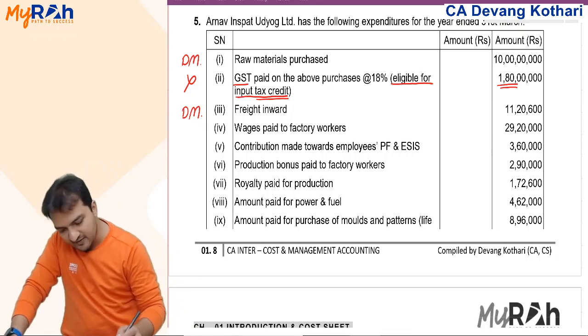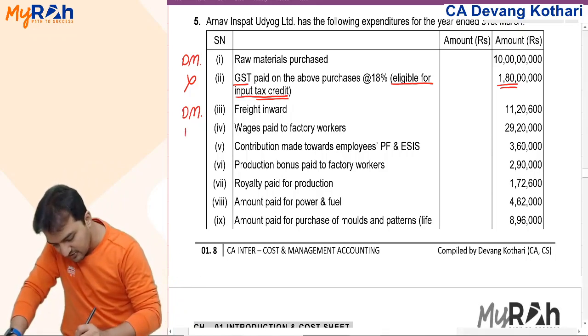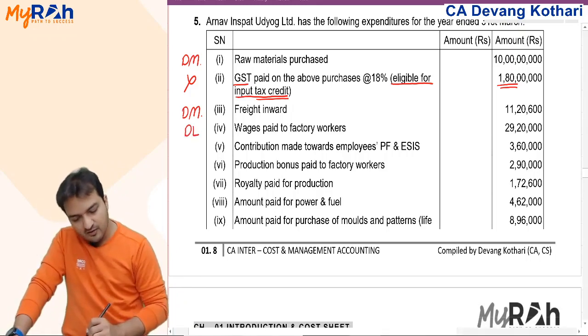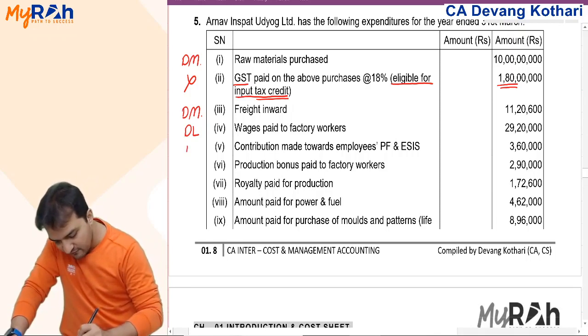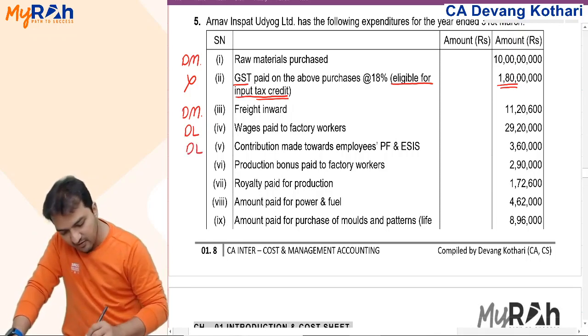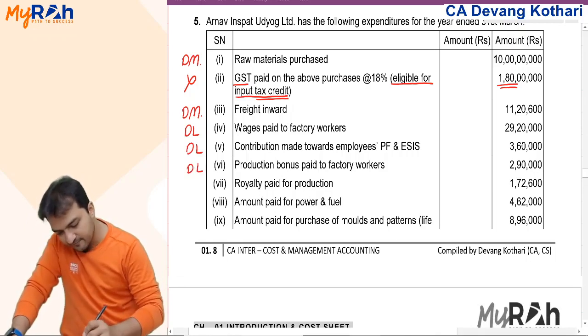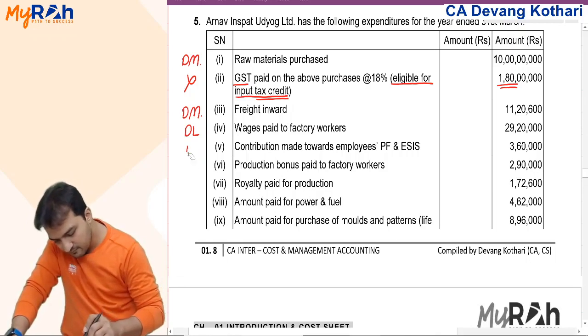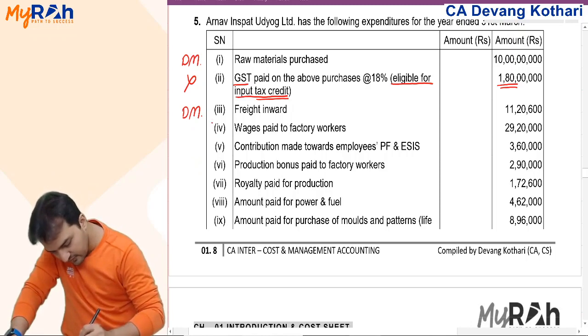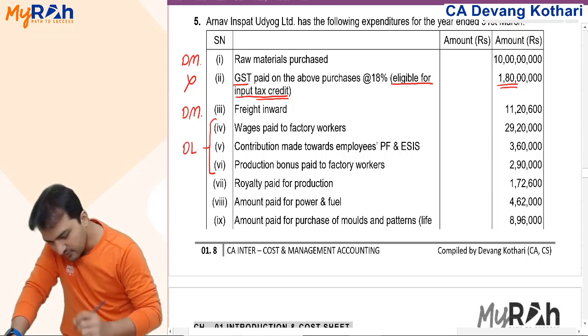Wages paid to factory workers. Factory workers, so that goes under direct labor. Contribution towards PF and ESI of those workers is also direct labor. Bonus paid to factory workers is also direct labor. I can give you in a shorter way. These three items will fall under direct labor.